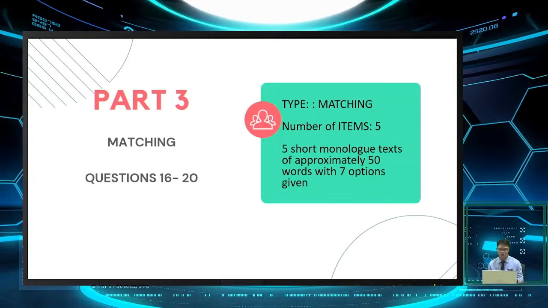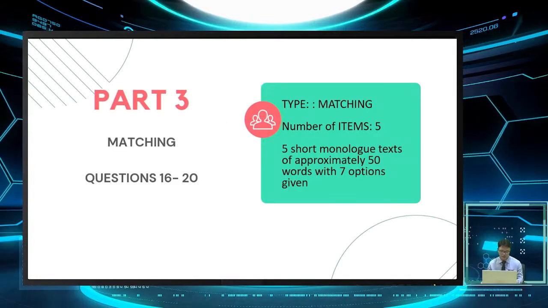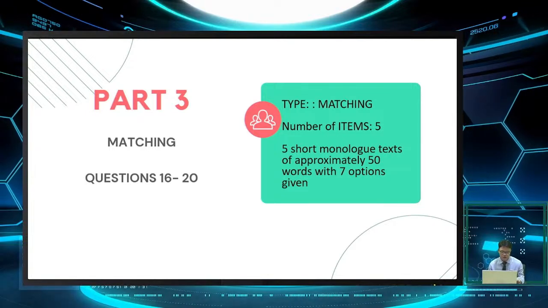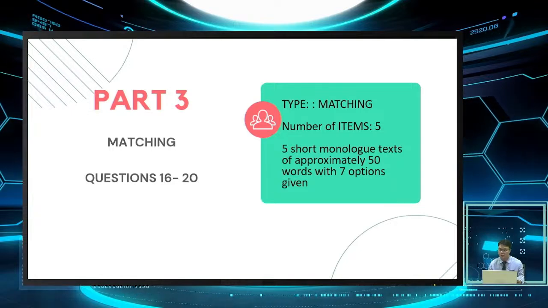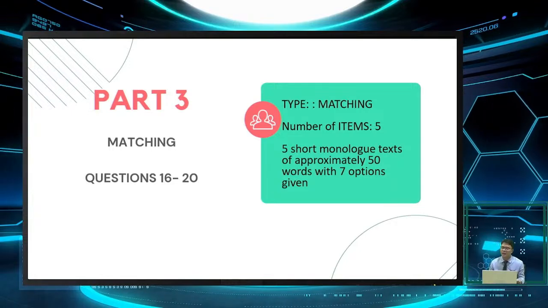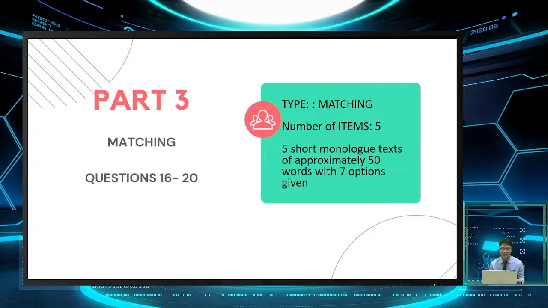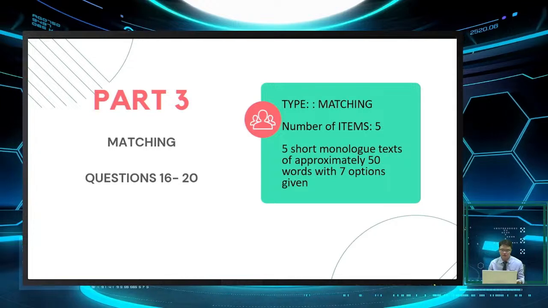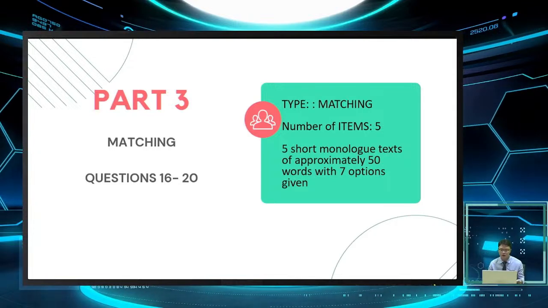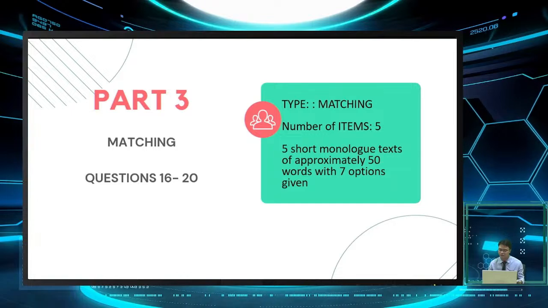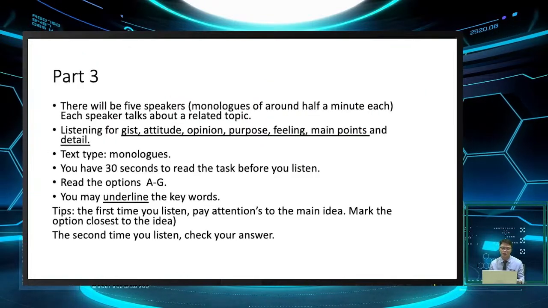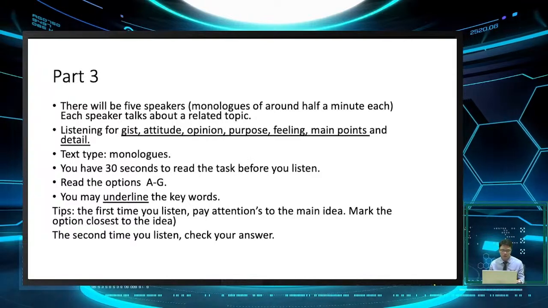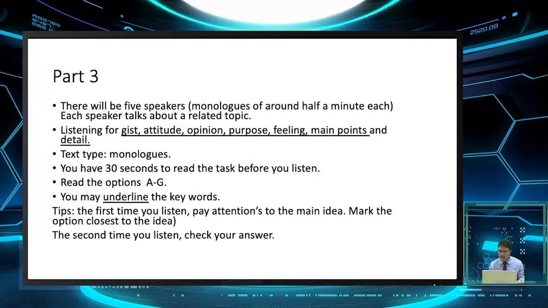So we are going to move to part 3. What is part 3? For part 3, you will listen to 5 short extracts and choose answers related to the text. The type of activity is matching. There are 5 items to match: 5 short monologue texts of approximately 50 words with 7 options given. So what do we need to do in part 3? There will be 5 speakers, monologues, of around half a minute each.